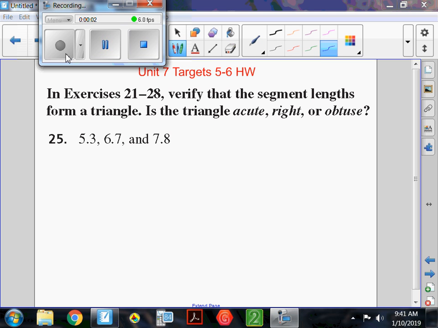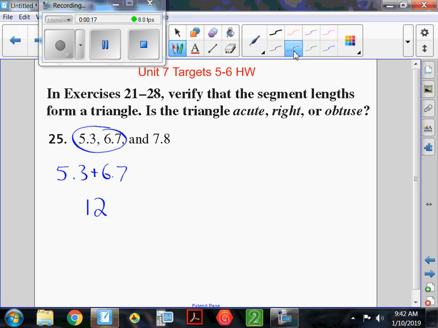Number 25. To determine if the three side lengths form a triangle, I'm going to take the two smaller side lengths, 5.3 plus 6.7, and find their sum. 5.3 plus 6.7 is 12. I'm going to compare that to the third side, 7.8. Because the sum of the two smaller sides is greater than the third side by itself, these three sides form a triangle.